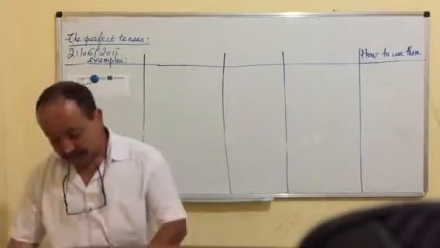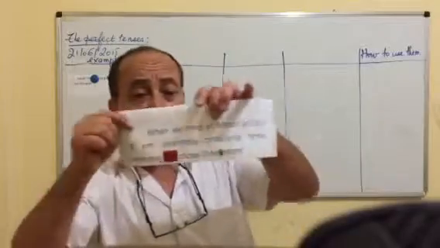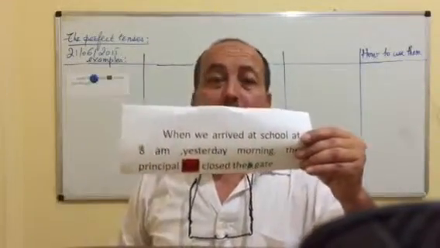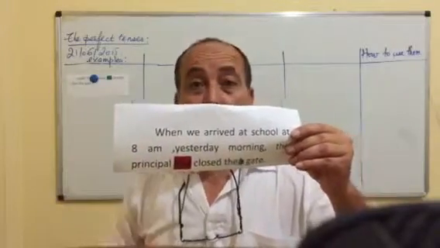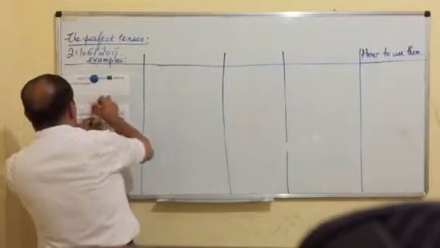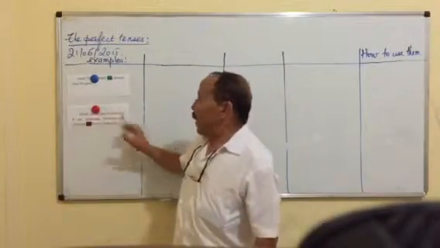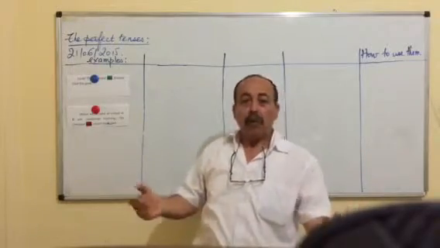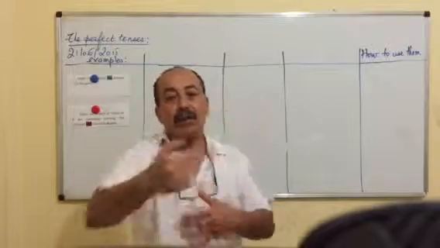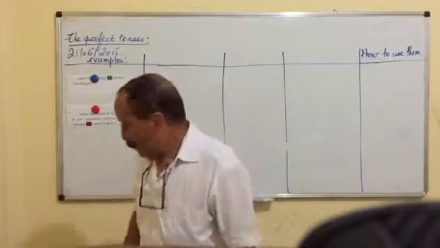Okay. Second one says, when we arrived at school yesterday morning at 8 o'clock, the principal had already closed the gate. So, here we have two actions, one in the past, we arrived at school yesterday, and one before this action, which is the principal had already closed the gate.